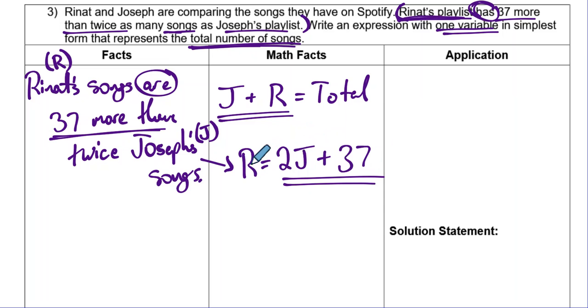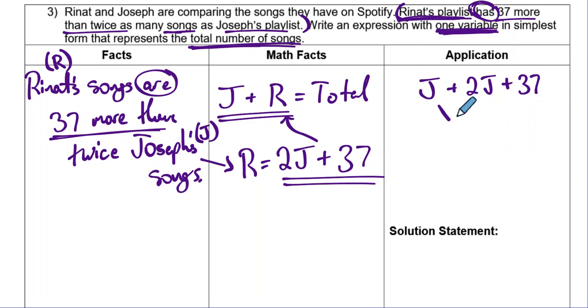Now my application is actually just going to be to combine these two. So this is the big step. I want to get this in terms of just one variable. So instead of having the J and the R here, if I know that R equals this, I can replace this R with this expression. So I'm going to keep that part the same, J plus Renat's songs, or this expression. So instead of that R, I'm putting this expression in place of that, because those two things are the same. They're equal to each other.